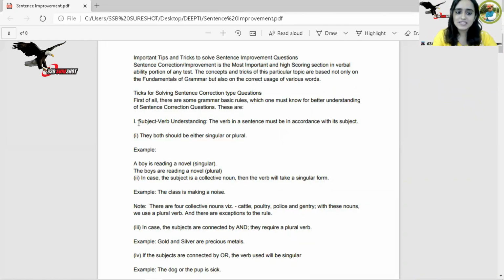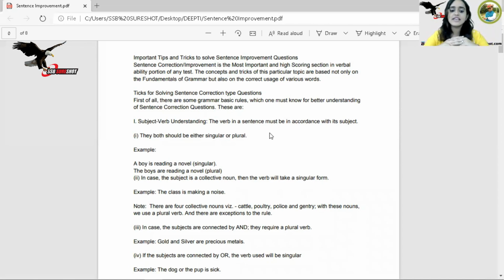First of all, there are some basic grammar rules one must know for a better understanding of sentence correction questions. First we will start with subject-verb agreement. The verb in a sentence must be in accordance with its subject. If the subject is singular, then the verb also has to be singular. If the subject is plural, the verb will also be plural. They both should be either singular or plural. Let's look at this example.